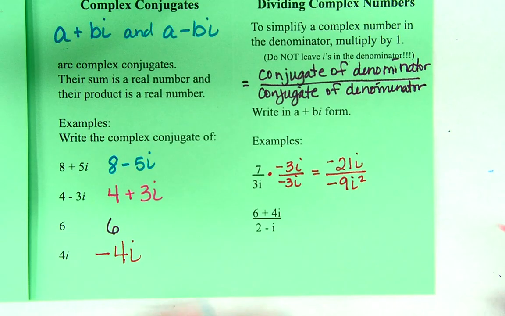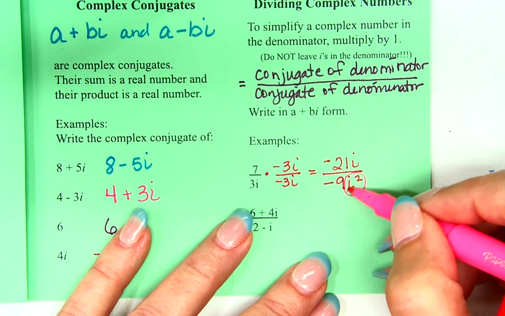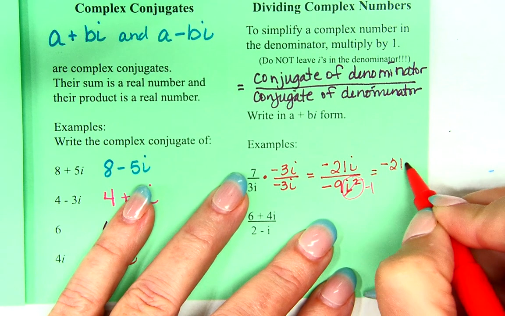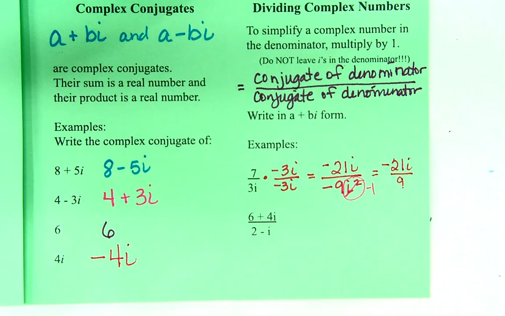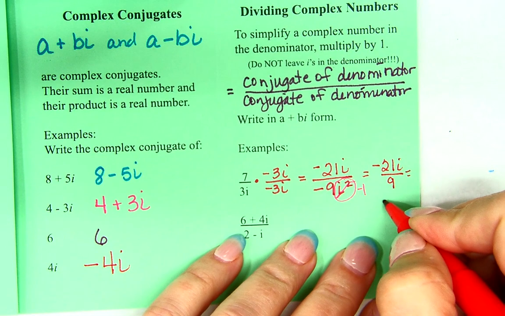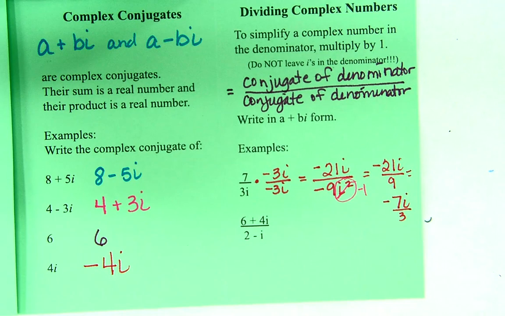But what's i squared equal? Negative 1. So it's negative 21i over 9. So why would you lose points for that answer? It's not simplified. How would I simplify it? What are they both divisible by, numerator and denominator? 3. Okay. So what would I get? Negative 7i over 3. Very good. Okay.